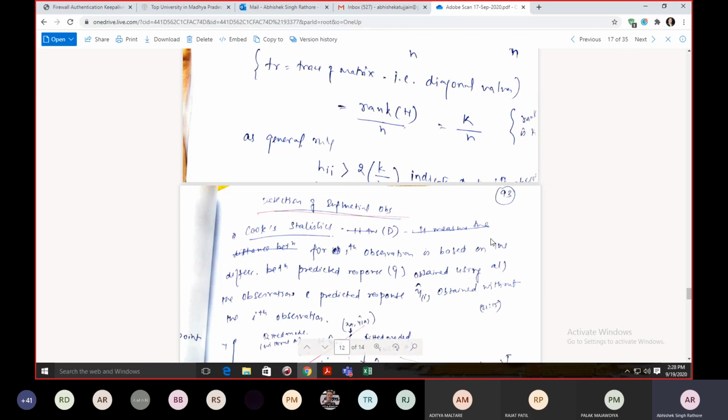And in the next chapter, or in the next class, we'll go for detecting influential observations. There are one or two procedures available for us. First is Cook's statistic, then we'll go for the difference between fits, and then the difference between betas, and so we'll complete this chapter by the next class.